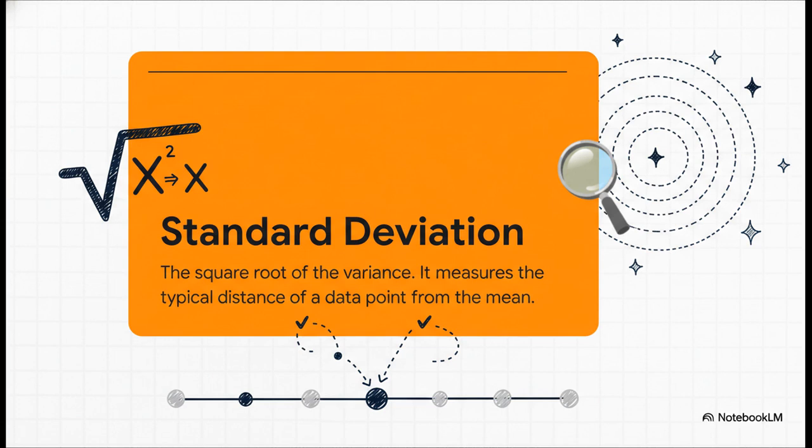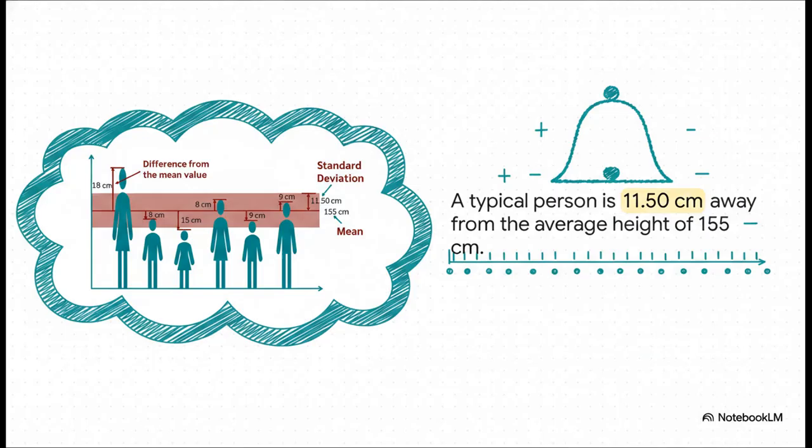All it is, is the square root of the variance. By taking the square root, we get rid of that whole squared problem, and we're back to our original units. So it gives us a number that tells us the typical distance any single data point is from the average. It just makes sense. This slide just lays it out perfectly.